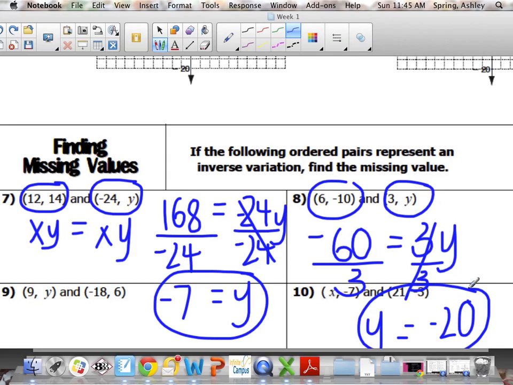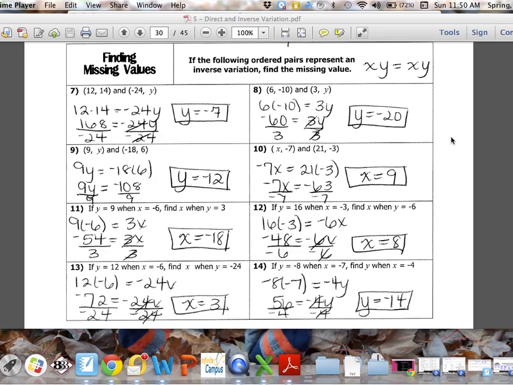Pause the video, finish this off, and come back to check to make sure you're on the right track. Questions, make sure you're jotting them down. I hope that this went smoothly for you and that you're feeling pretty good about inverse variation. If not, we will address your questions tomorrow.